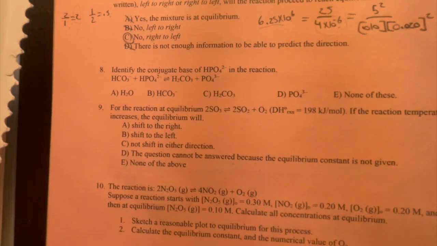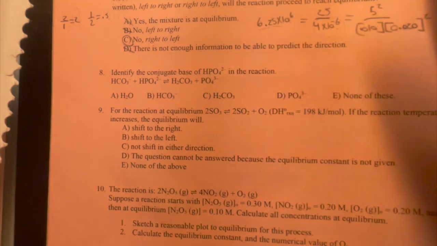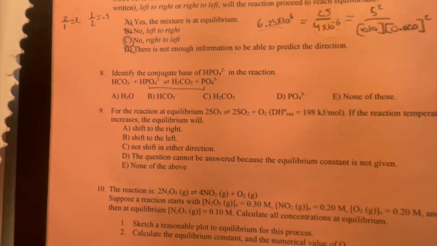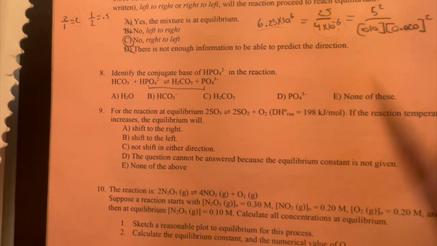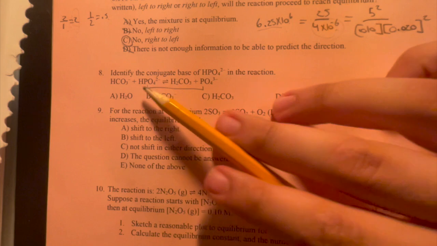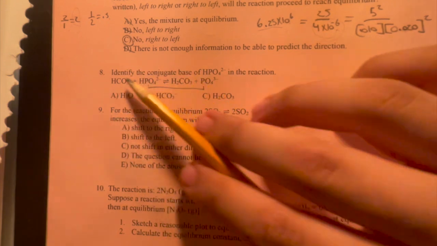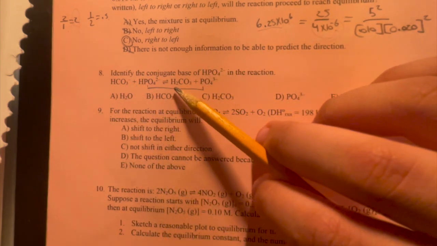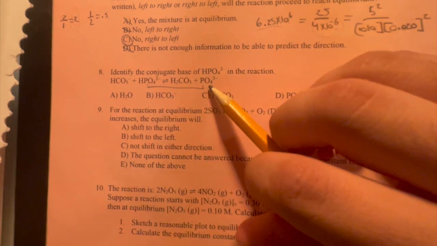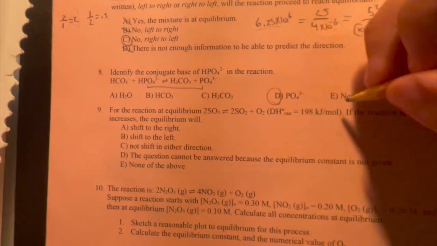Okay, let's see 8. Identify the conjugate base of HPO4 2 minus in this reaction. Well, this one's pretty simple. It's just looking at where the PO4 went. We have to remember that acids donate and bases accept H protons. So in this case, HPO4 is treated as an acid, and it gives its H proton to HCO3 minus, which in return makes carbonic acid. So this would be our conjugate base. Okay.